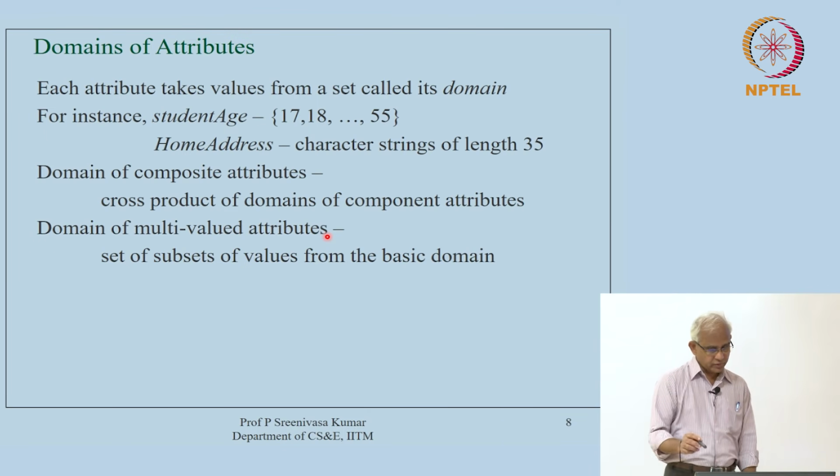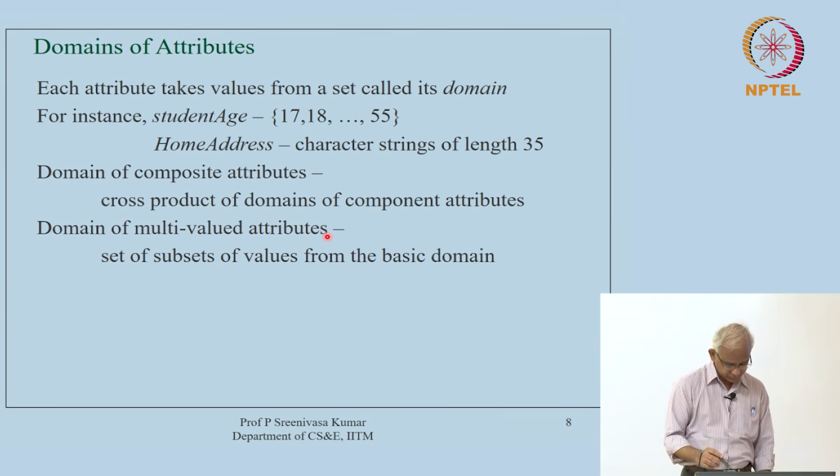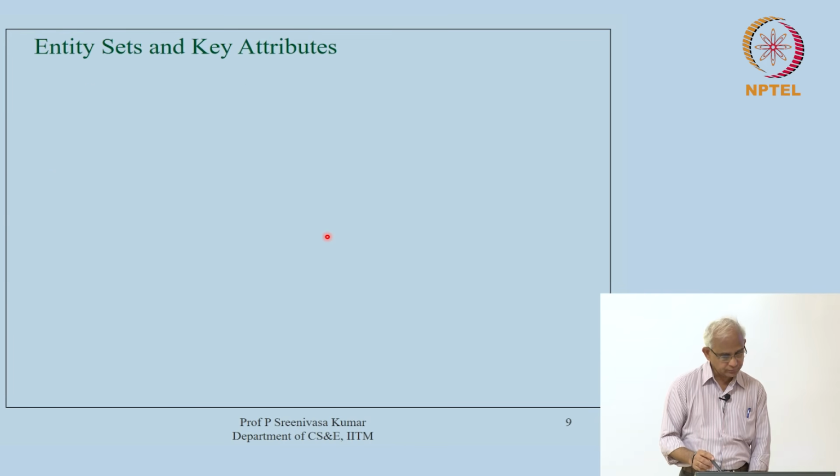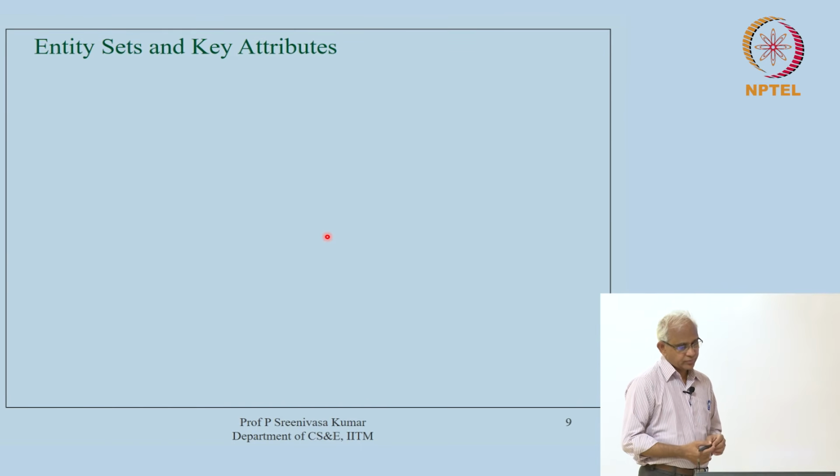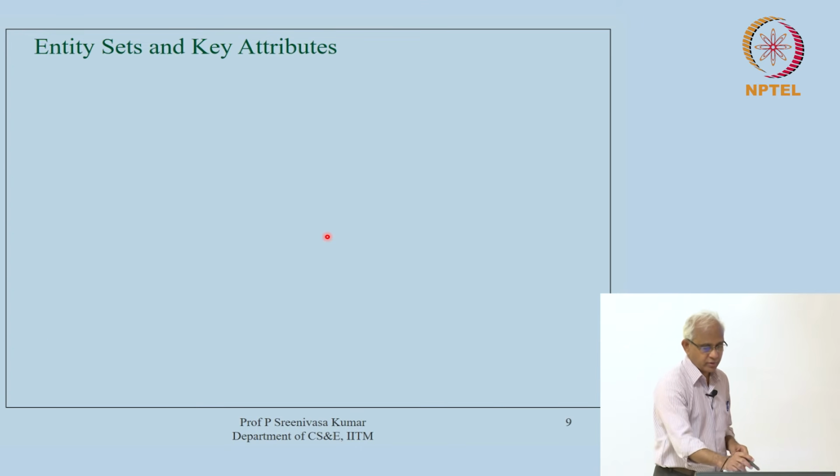Okay. So, we have these domains. Now, moving on, there is an interesting aspect about certain kind of attributes, and they are called key attributes.